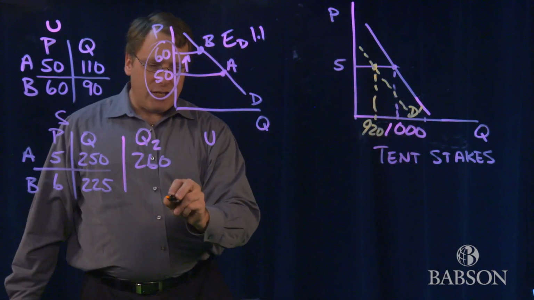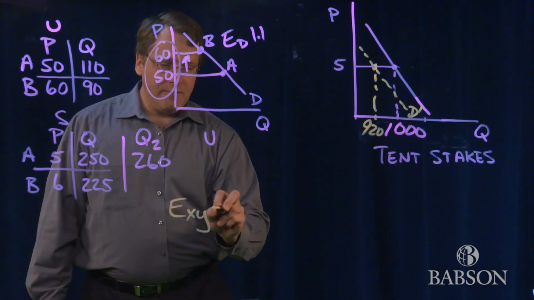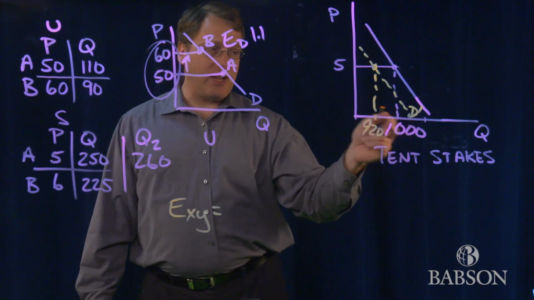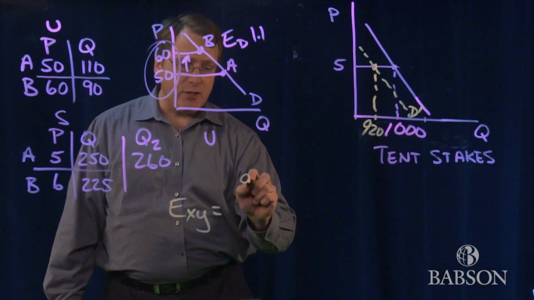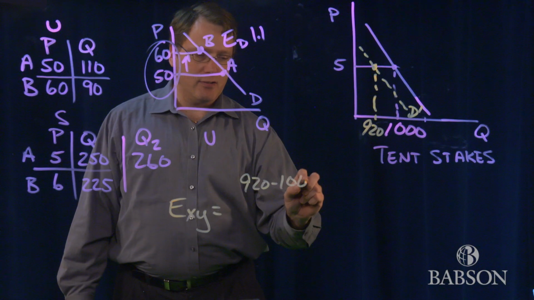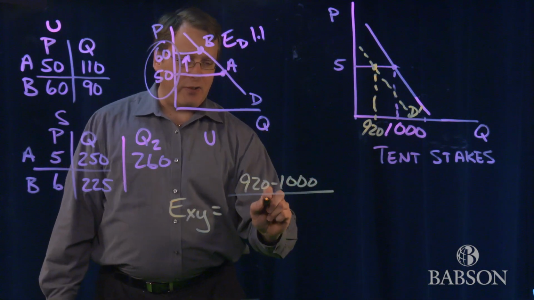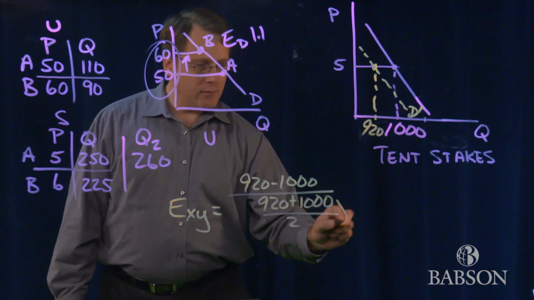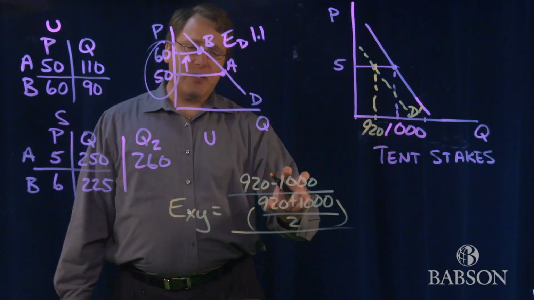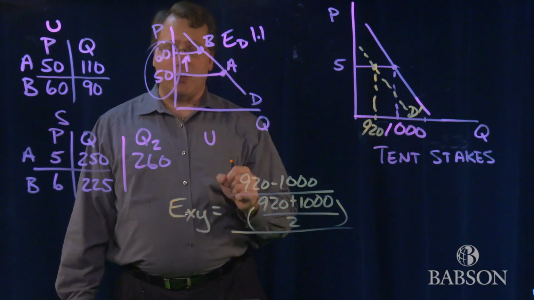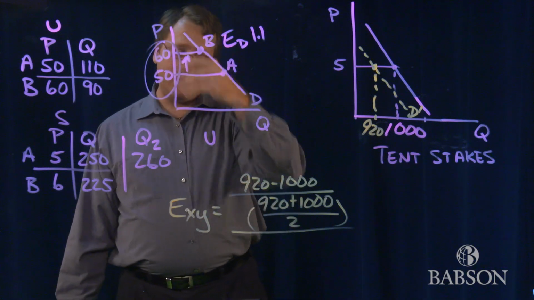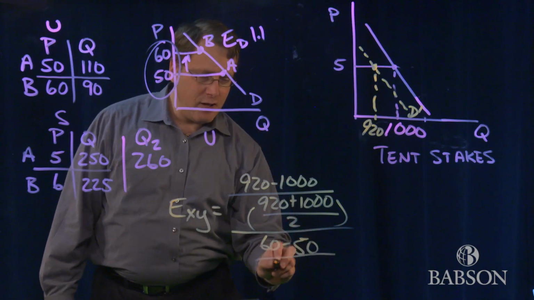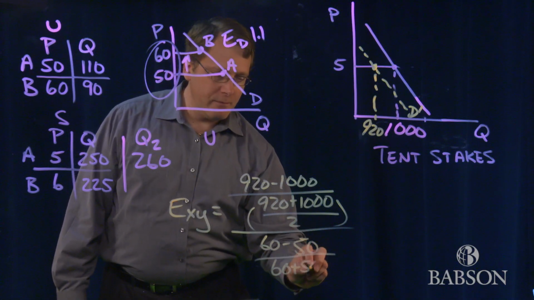So then looking at that in our cross elasticity, this percentage change in quantity is now going to go from 1,000 to 920. So this is 920 minus 1,000, all divided by the midpoint. And then we do the same thing. We look at the percentage change in the price here, going from 50 to 60. So this is 60 minus 50, all over the midpoint.